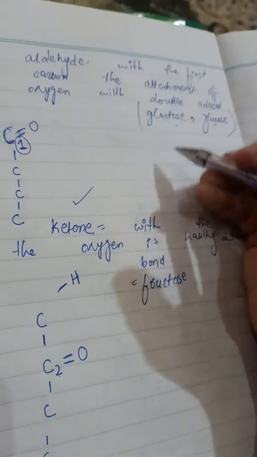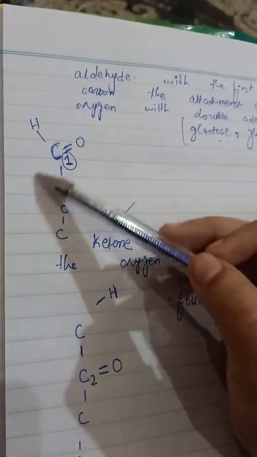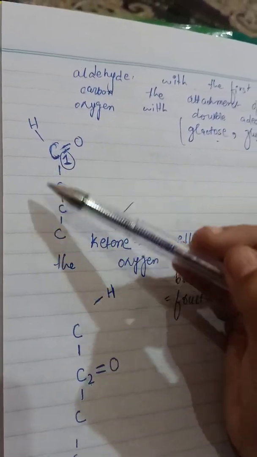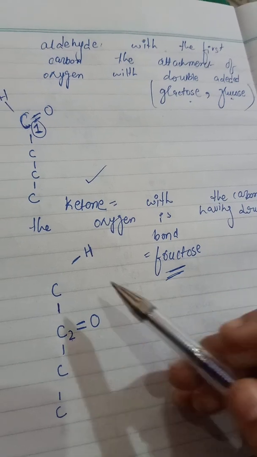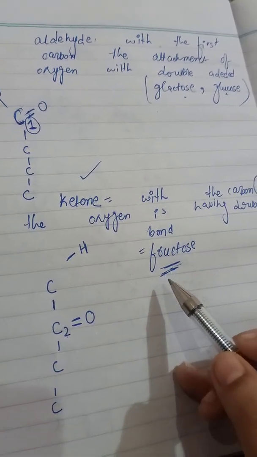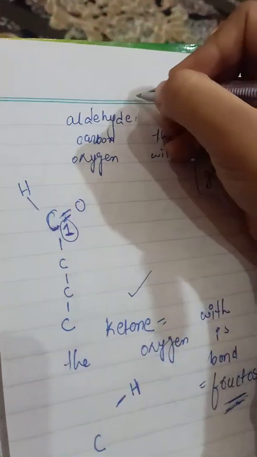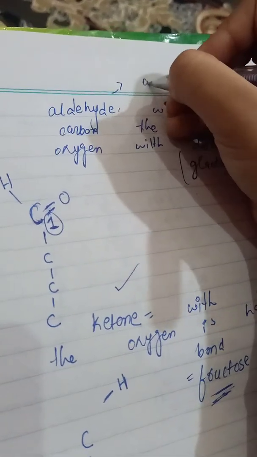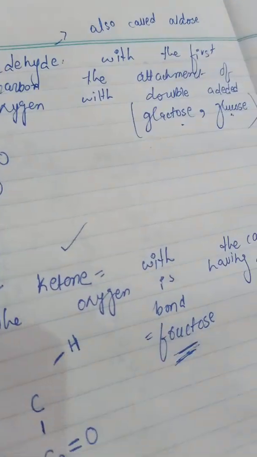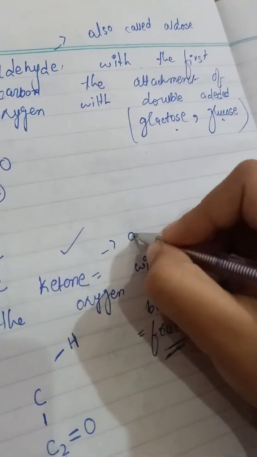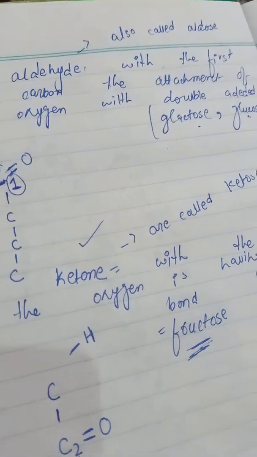Galactose and fructose are isomers of glucose. Glucose and galactose have this kind of structure, with the oxygen double bonded to carbon number 1, but fructose has the other functional group, ketone, with the double bond of oxygen at carbon number 2, not 1. Aldehydes are also called aldoses, and ketones are also called ketoses. So today we learned about the aldehyde and ketone groups.